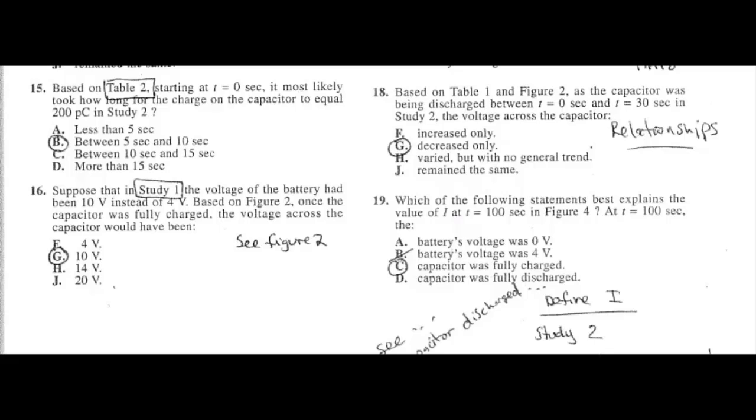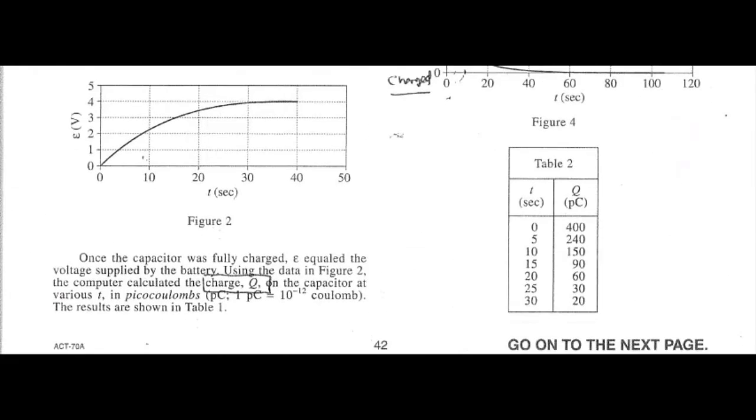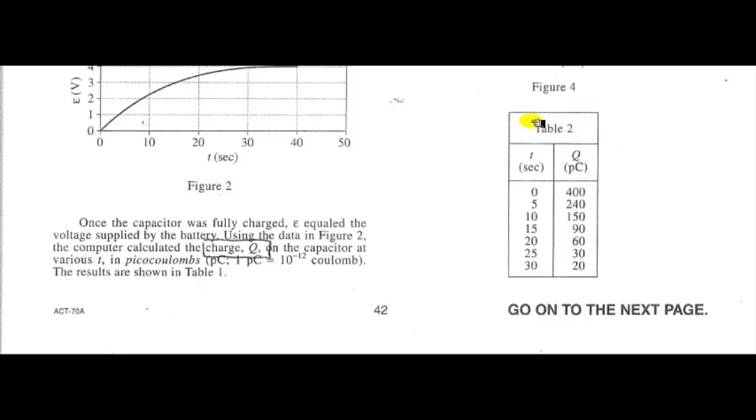Test 70A, Science, Practice Problem number 15. Number 15 says, based on Table 2, starting at t equals 0 seconds, it most likely took how long for the charge on the capacitor to equal 200 pC in Study 2? First thing we need to do is locate Table 2. Then we need to find the time when you're at 200. Let's scroll up to Table 2. We basically need to go to the column here, Q in pC, and find 200.